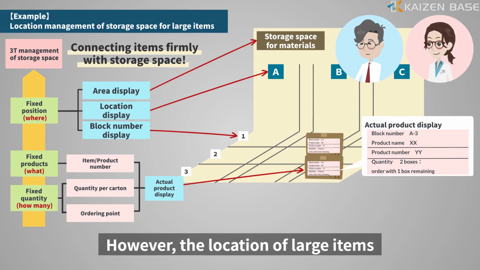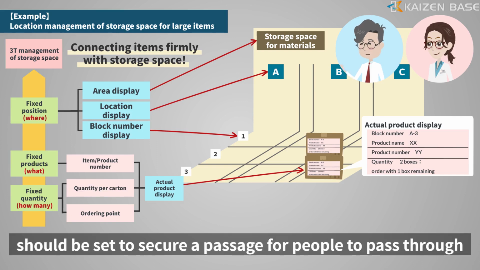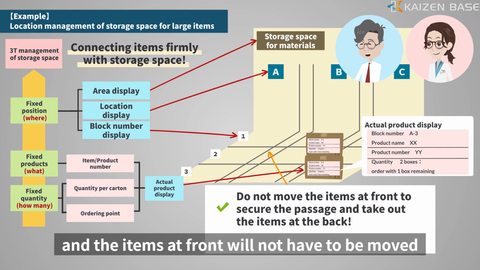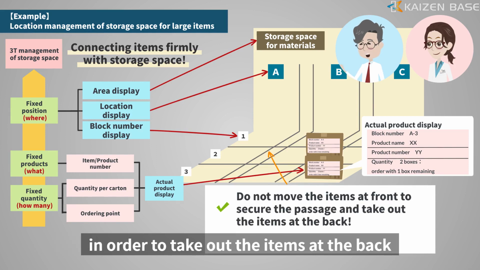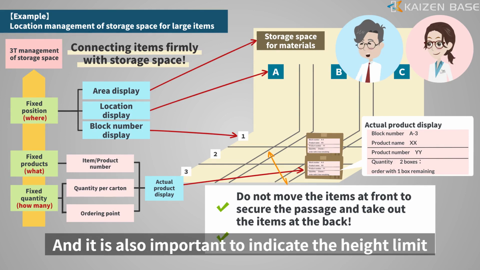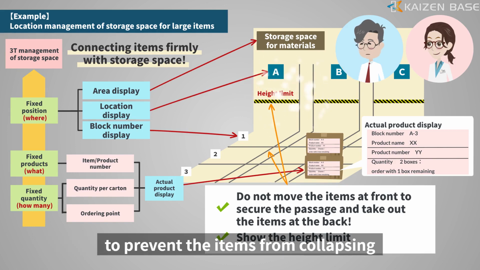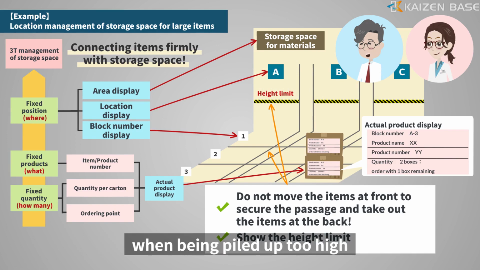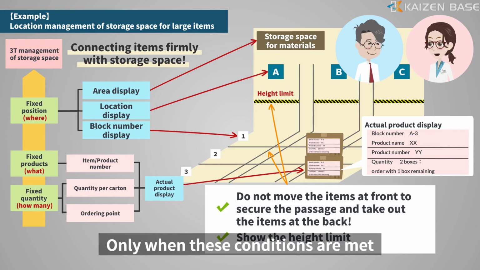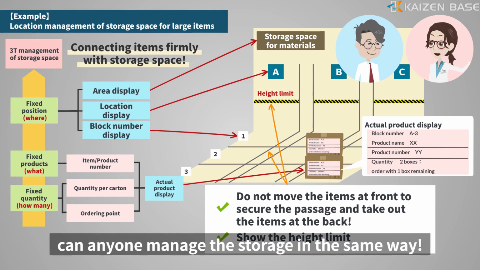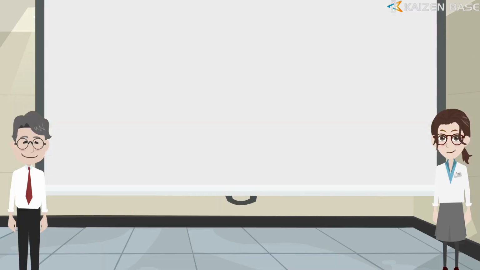However, the location of large items should be set to secure a passage for people to pass through, so that the items at the front will not have to be moved in order to take out the items at the back. And it is also important to indicate the height limit and to take measures to create a system to prevent the items from collapsing when being piled up too high. Only when these conditions are met can anyone manage the storage in the same way.